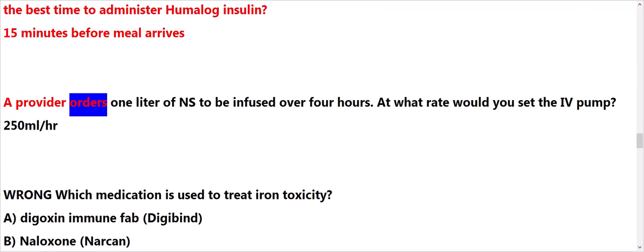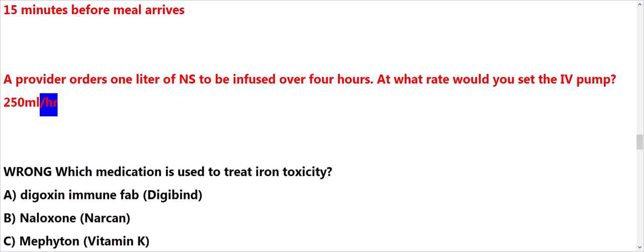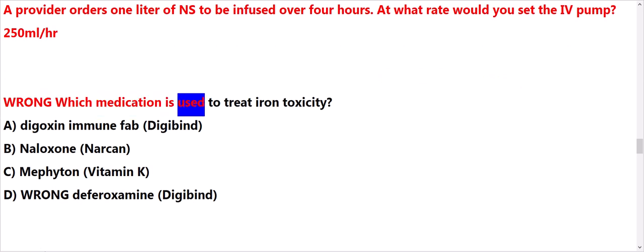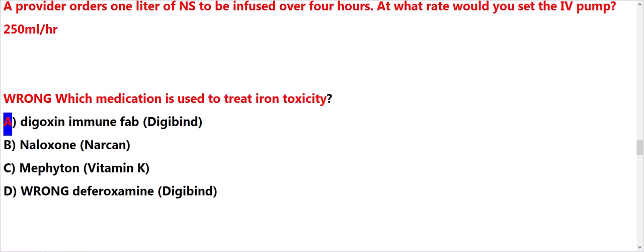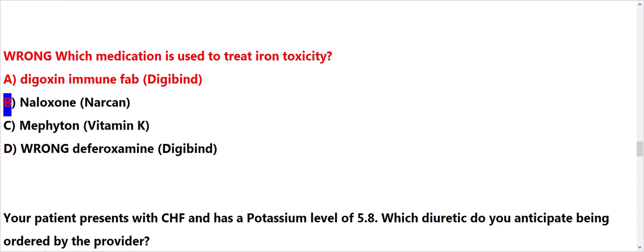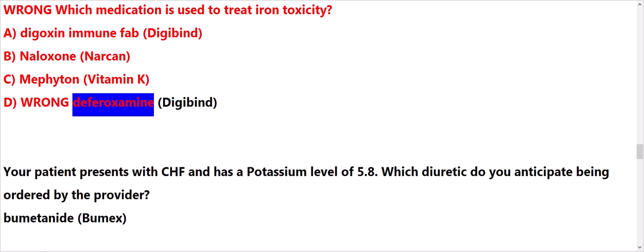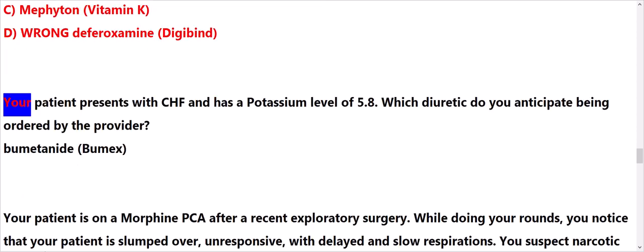A provider orders 1 liter of NS to be infused over 4 hours. At what rate would you set the IV pump? 250 ml per hour. Which medication is used to treat iron toxicity? A. Digoxin immune fab, Digibind. B. Naloxone, Narcan. C. Phytonadione, vitamin K. D. Deferoxamine.